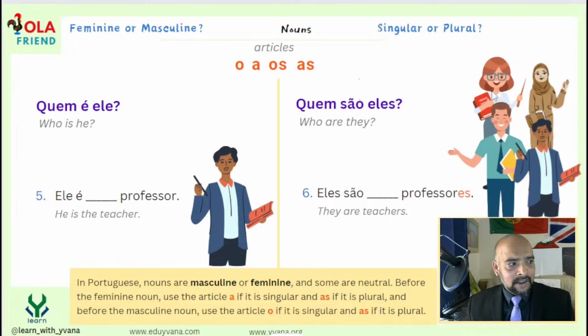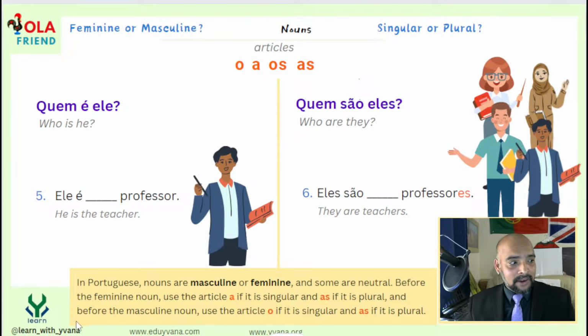If you see here the same thing, and now you can guess. Quem é ele? Who is he? Ele é professor, that means teacher. So which article should we use here? Either o, a, os, or as. What do you think? You can answer in the comments if you want, right? And it will help you to practice it, and you will memorize it perfectly. What do you think? I cannot see from here, right guys? So hopefully you got it right.